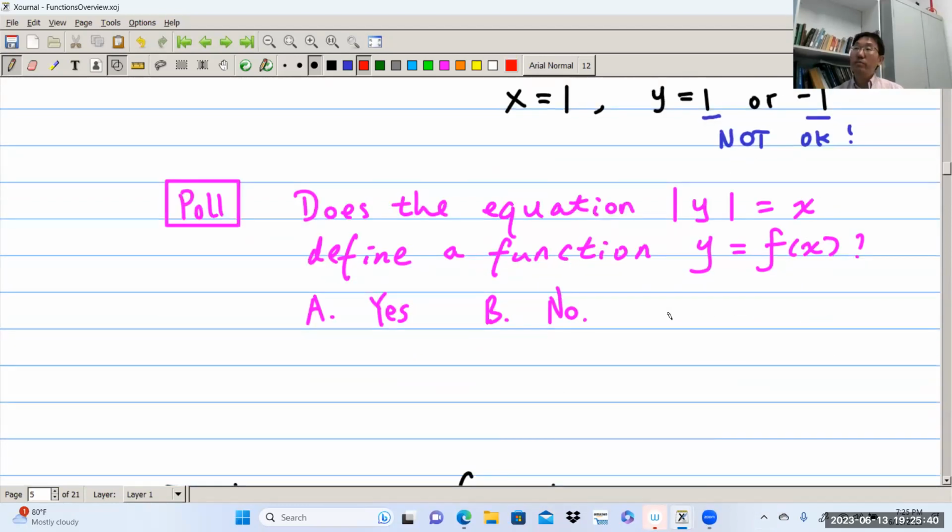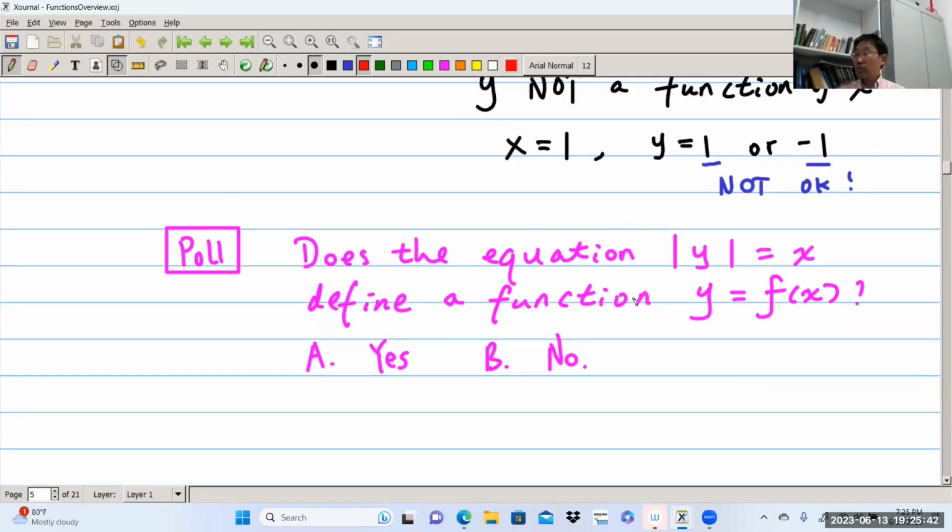So that's a very important point you need to be aware of. Let's consider this first practice question here. Does the equation the absolute value of y equals x define a function y equals f of x? When we say y equals f of x, that means x represents the input, y represents the output. Y as a function of x. Yes or no? This is just a yes or no question. I'll give you 30 seconds.